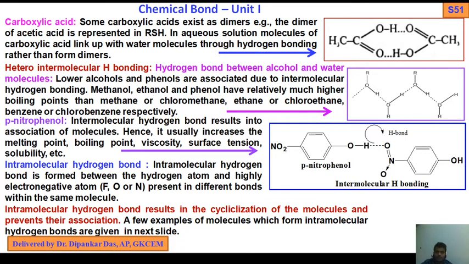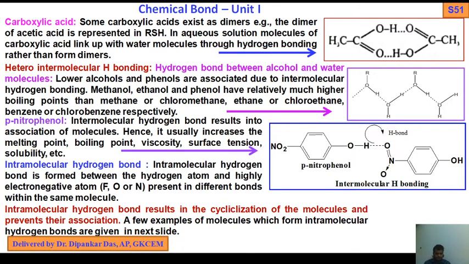I think you understood. So lower alcohols and phenols are associated through intermolecular hydrogen bonding. Methanol and ethanol also have relatively much higher boiling points than methane, chloromethane, ethane, etc., due to the lack of hydrogen bonding in the latter.